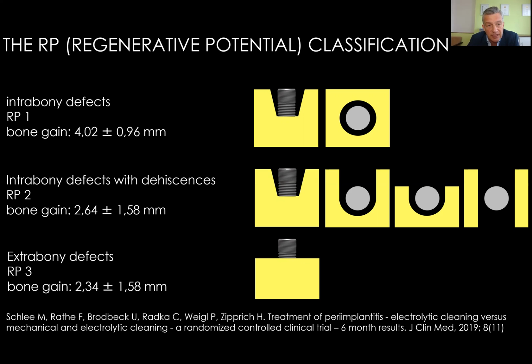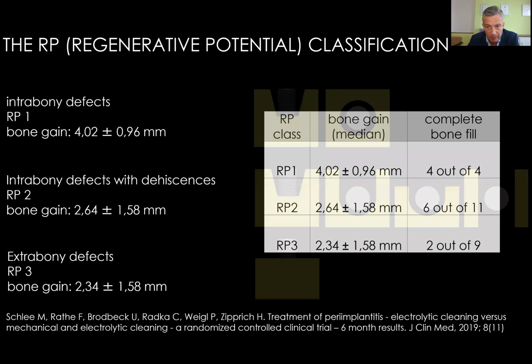The average bone gain in intra-bony defects was 4 millimeters, 2.6 in RP2 cases and 2.3 in RP3 cases. That hints that we have to take care not to treat all implants. Maybe those with massive extra-bony defects still need to be removed, but we have too little data to have a clear treatment tree now. This is the task of the future, to collect more data to give a clearer and better recommendation on which implants should be treated and which should be removed.